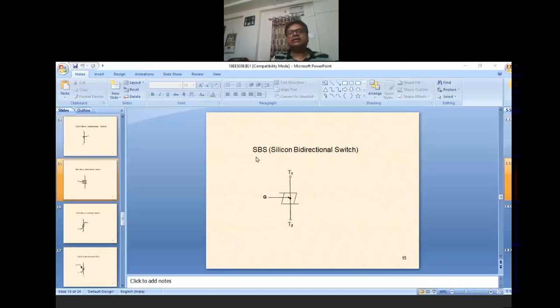The next one is SBS, silicon bidirectional switch. It is just the other development for SUS where it can conduct in both directions, forward and reverse direction, which will be having T1, T2 and gate terminals.